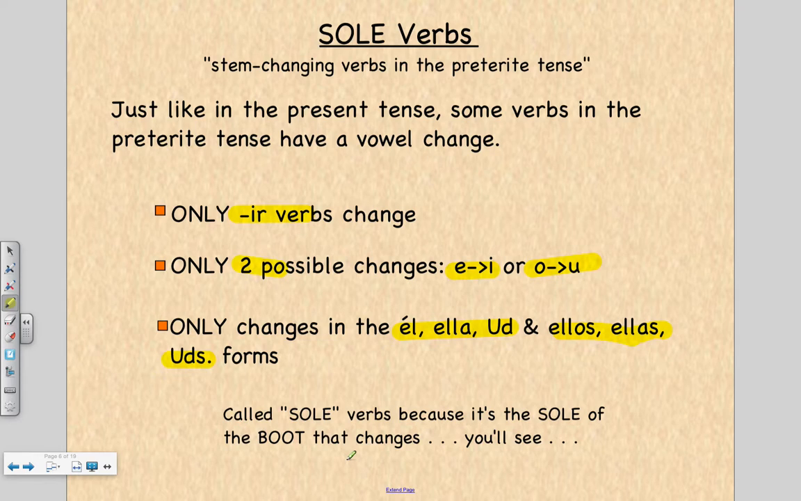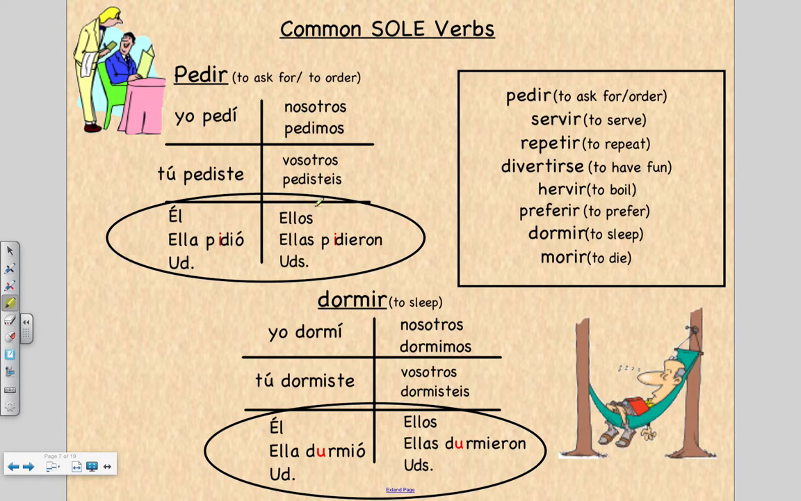And here's my little explanation: it's called a sole verb because it's the sole of the boot. Yeah, all clever. So here are some common sole verbs. These are not all the sole verbs that exist, just the common ones. Okay, pedir, E to I, in the present as well as the preterite. So down here, we've got the E changing to an I. All the other forms have an E.